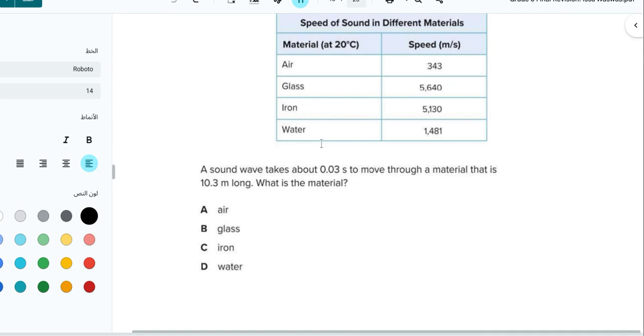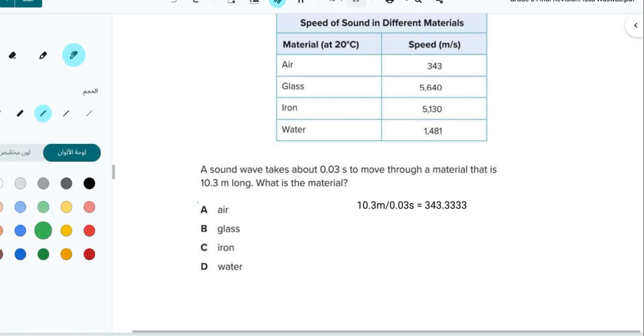Okay, sound waves take about 0.03 seconds to move through a material that is 10.3 meters long. So we have 10.3 meters, that's our distance. We're going to divide that by time, which is 0.03 seconds, and we will find that equals 343.33, which is closest to air, so we can simply circle air here.